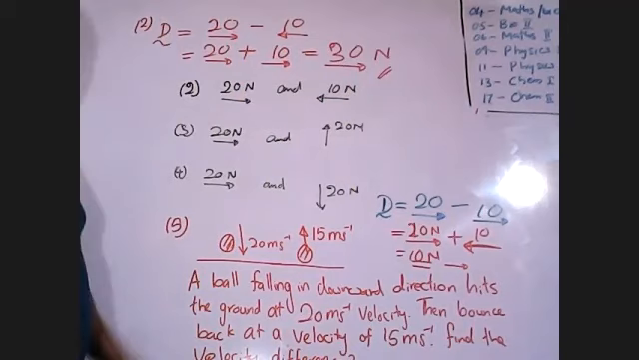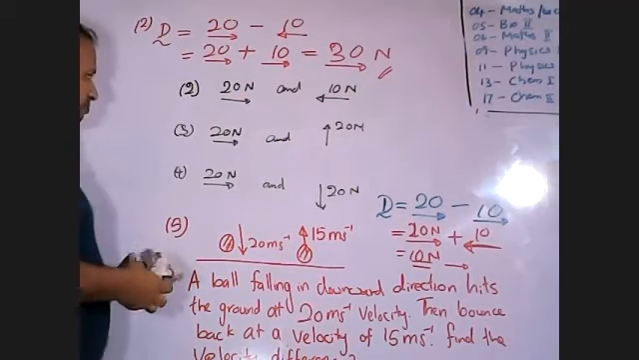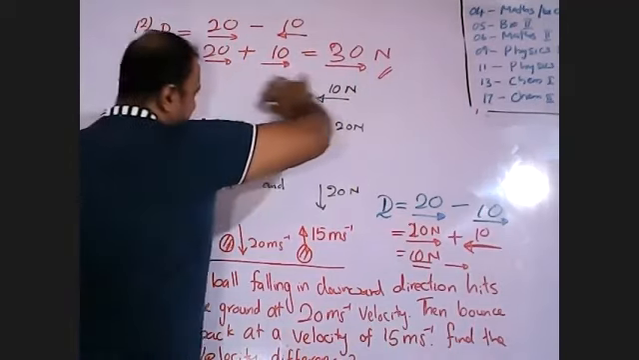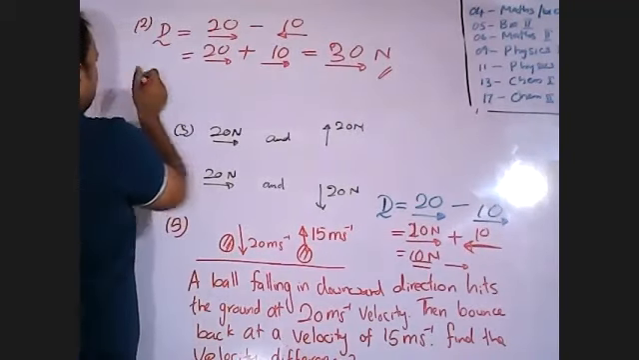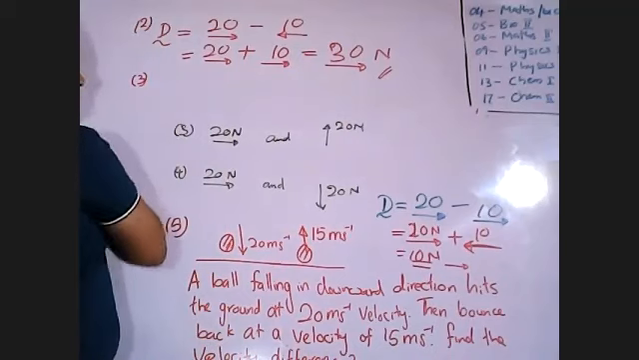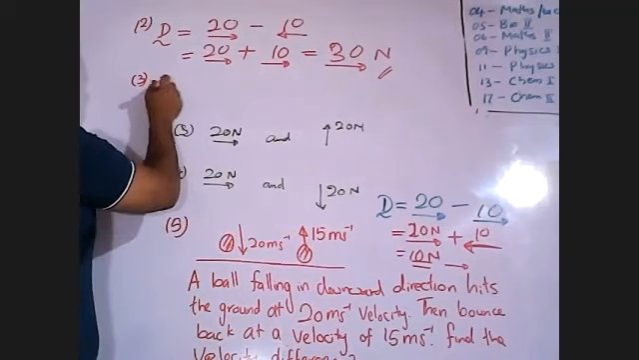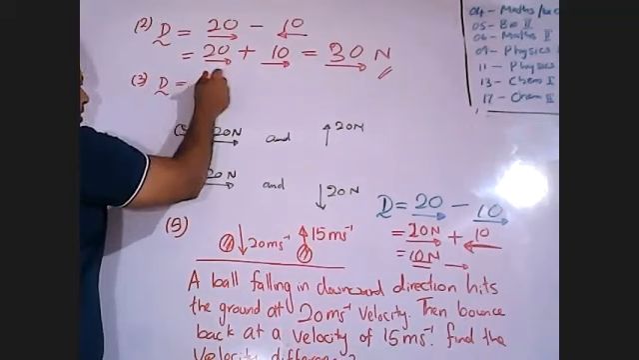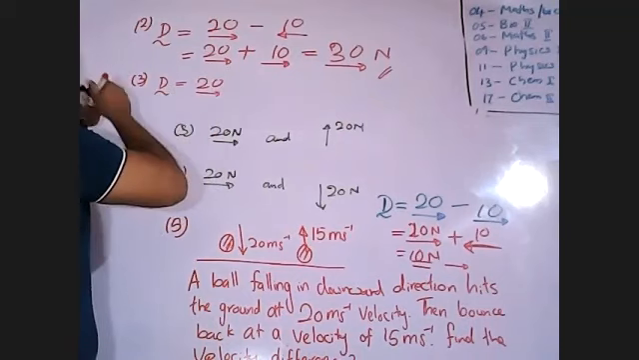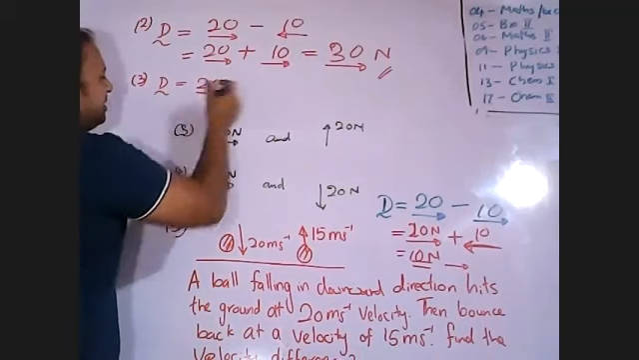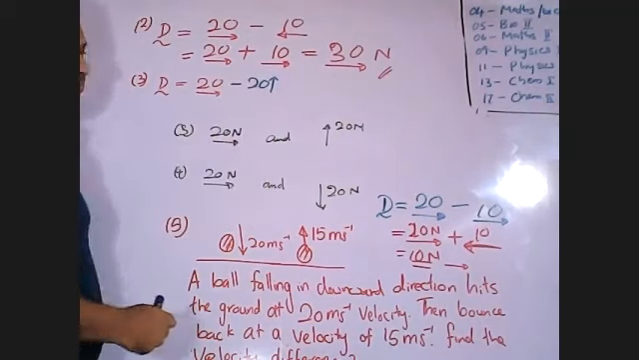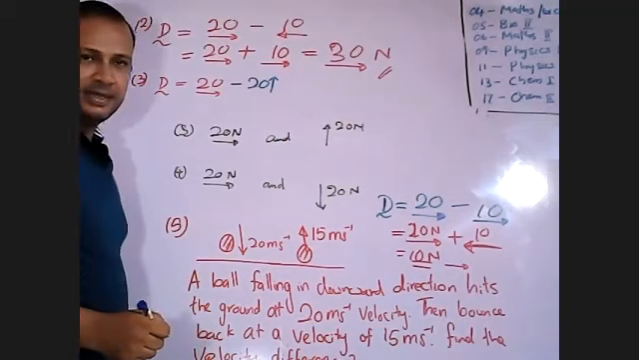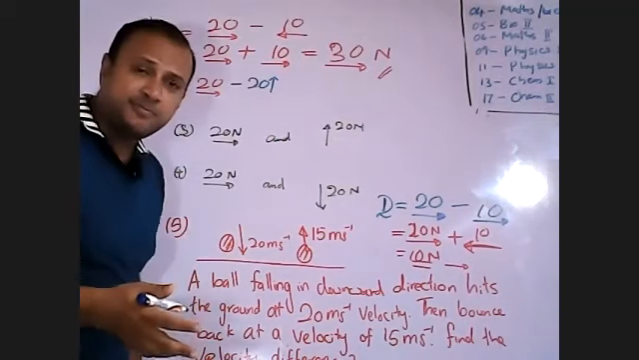Third one, look at the third one. The same theory you can apply. Difference vector: 20 Newton in this way minus 20 Newton in upward direction. How to get the argument?